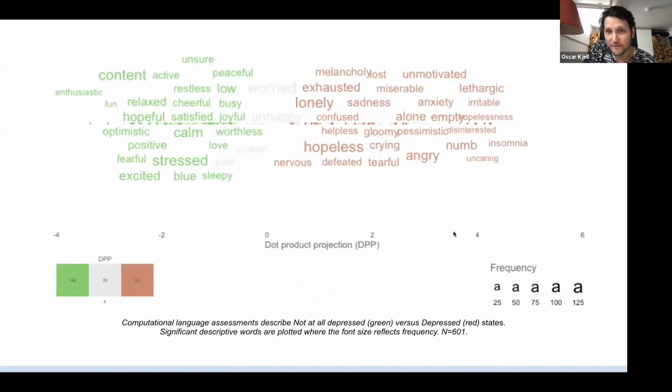Here we have another one where I'm comparing depression versus not at all depressed. When people describe their depression, they say words such as lethargic, irritable, empty, alone, numb. And when they describe the opposite, you have words such as enthusiastic, relaxed, hopeful, but also stressed.